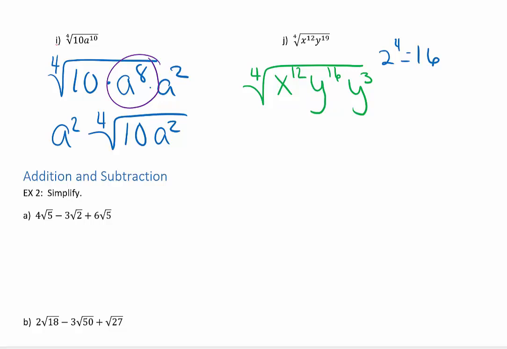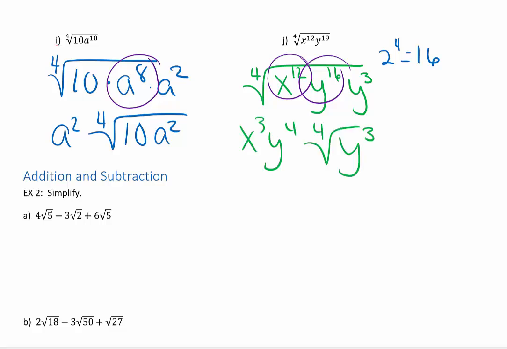x to the 12th, 12 is divisible by 4. y to the 19th, 19 is not divisible by 4, and then you just work your way down. 18, no. 17, no. 16 is divisible by 4. So we'll factor that as y to the 16 times y to the 3rd. And we take the fourth root of the x to the 12th, y to the 16th. We get an x to the 3rd, y to the 4th. And that other y to the 3rd stays inside the radical.